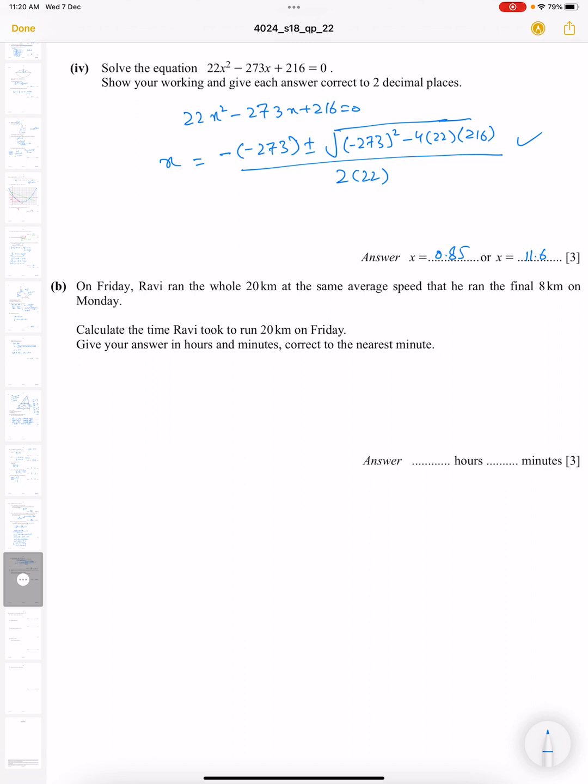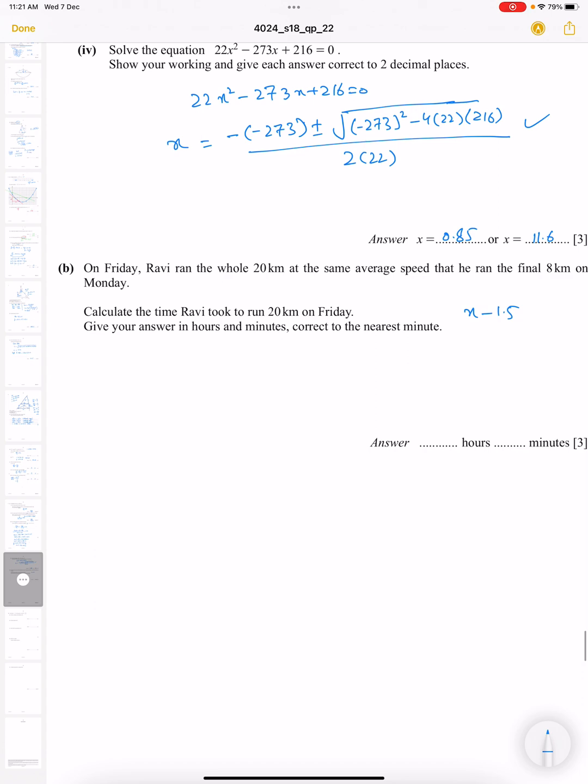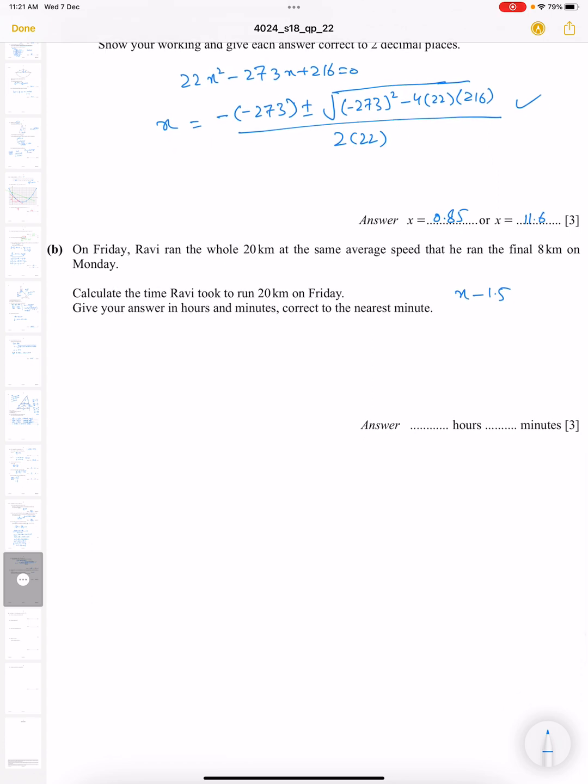B part: on Friday Ravi ran the whole 20 km at the same average speed that he ran the final 8 km on Monday. At the same average speed that he ran the final 8 km means x minus 1.5 they are talking about. Calculate time Ravi took to run 20 km on Friday. Give your answer in hours and minutes correct to the nearest minute. So the expression becomes the whole distance, which is 20, over x minus 1.5.